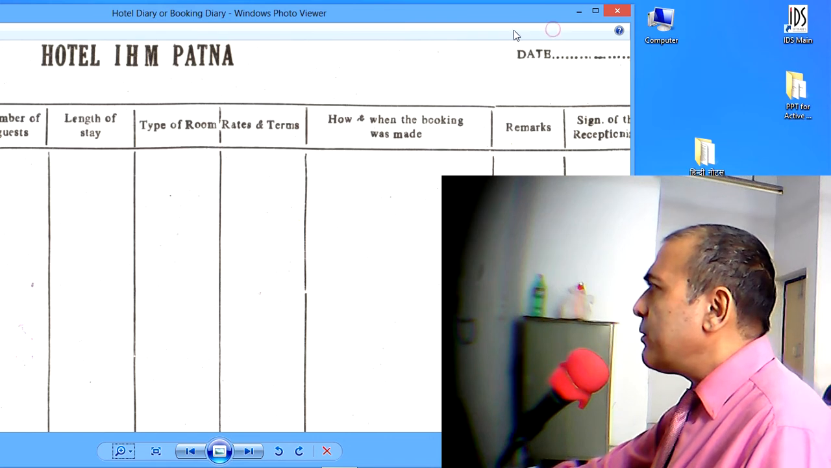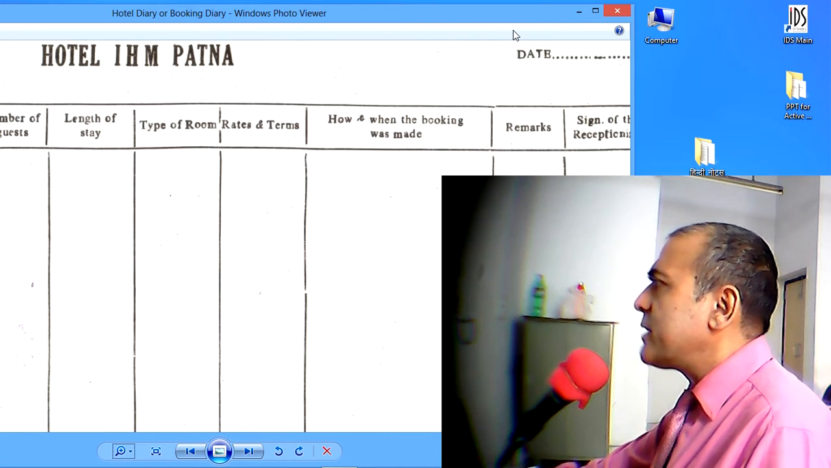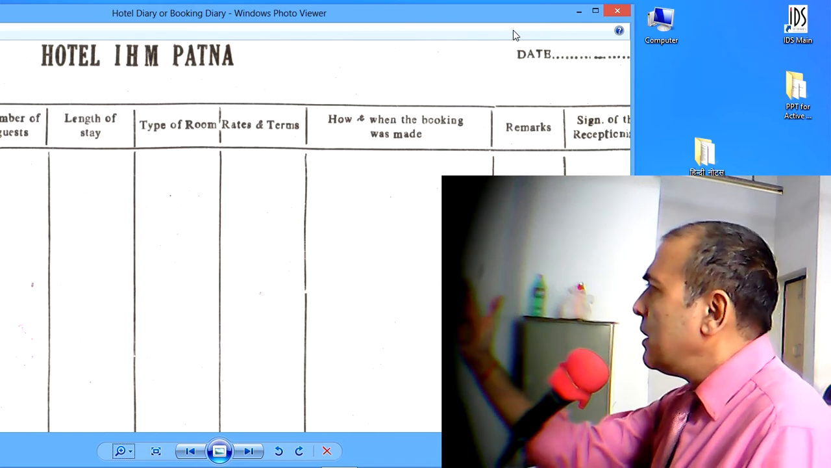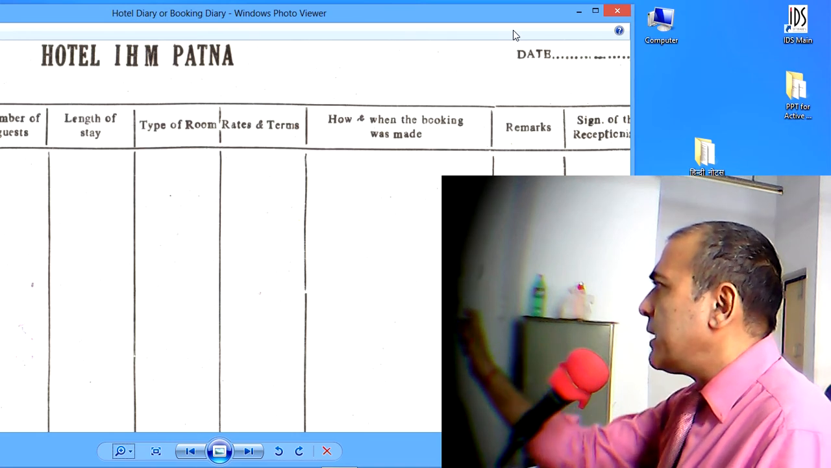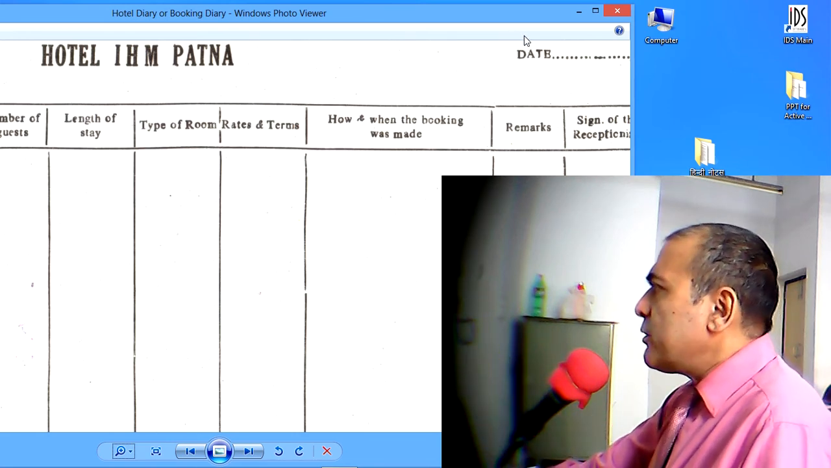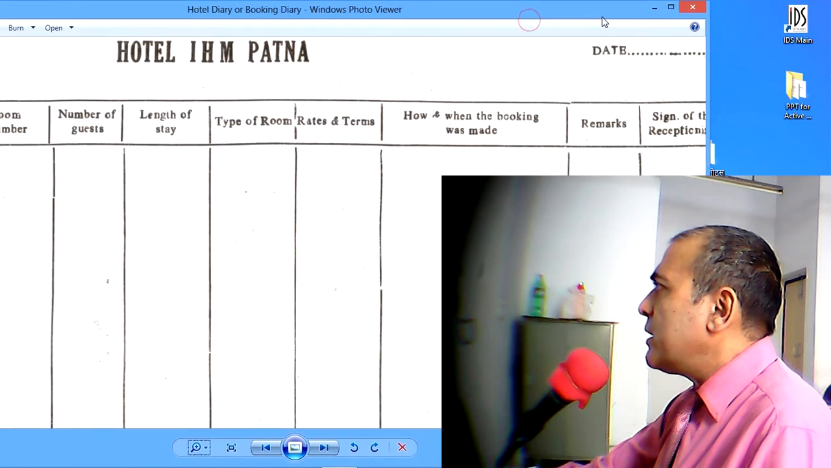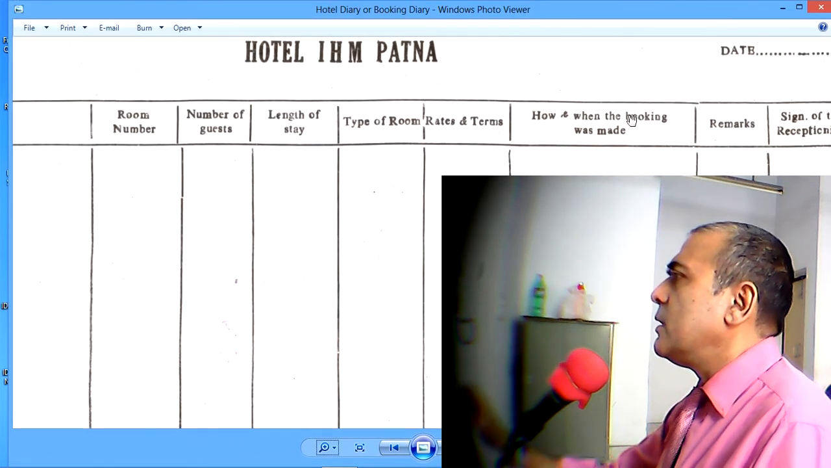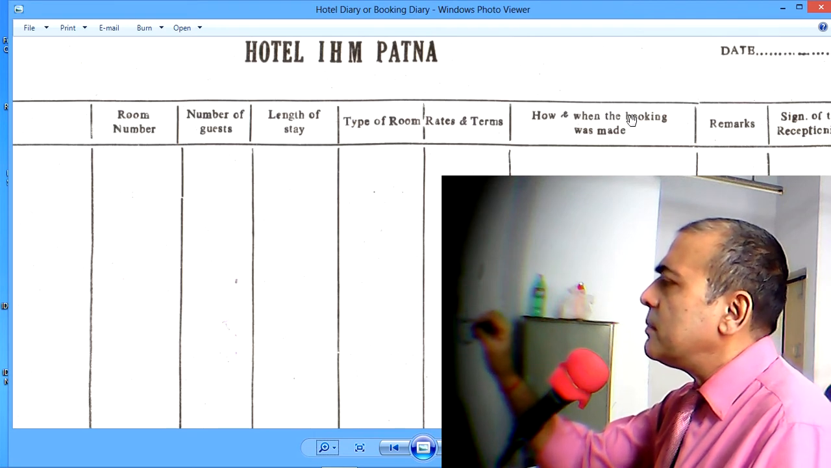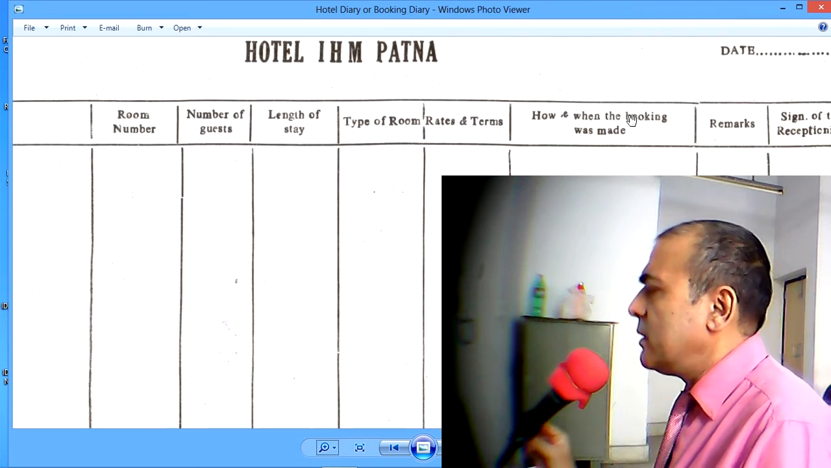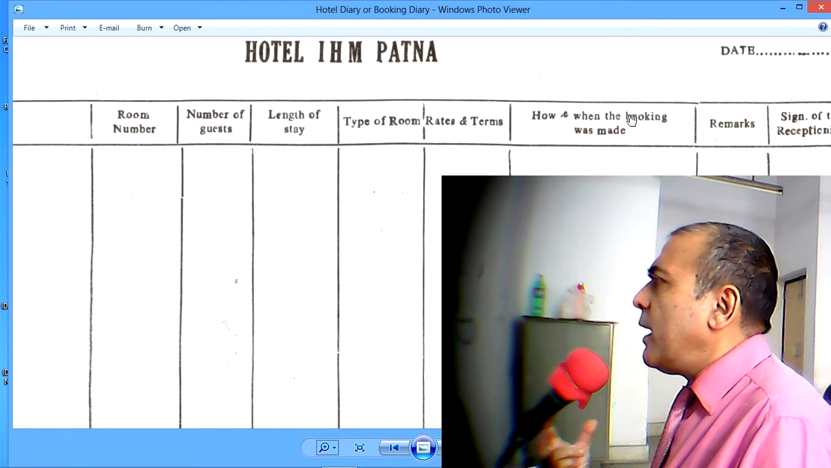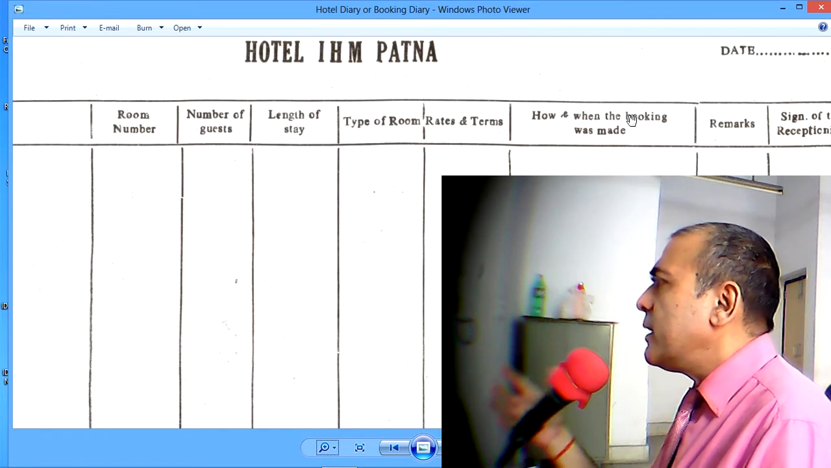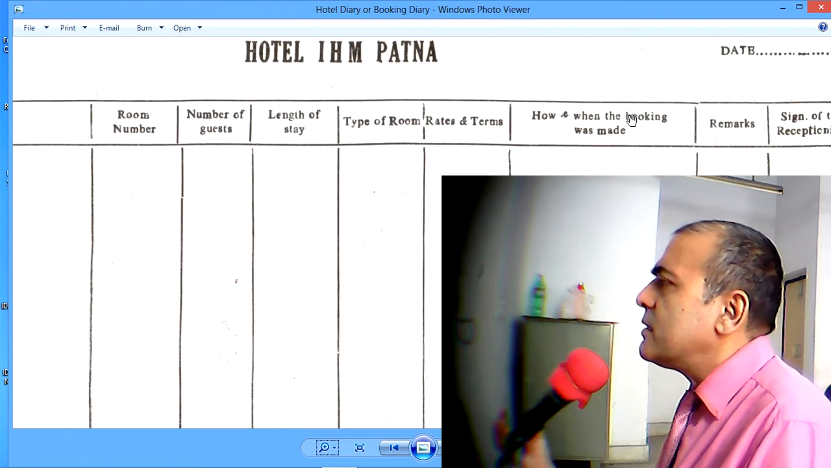And finally, we have a column which is the sign of the receptionist. I'm sorry, the picture has not covered the entire column. Sign of the receptionist is very important because this is a legal document in a way, and whatever we record here, it acts as evidence in case of a dispute.